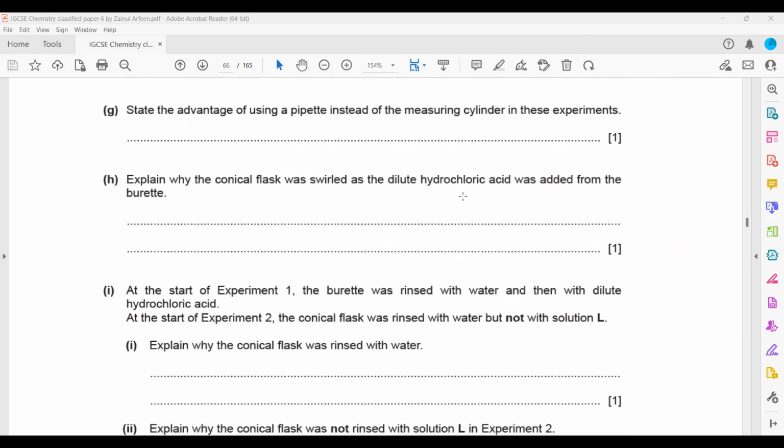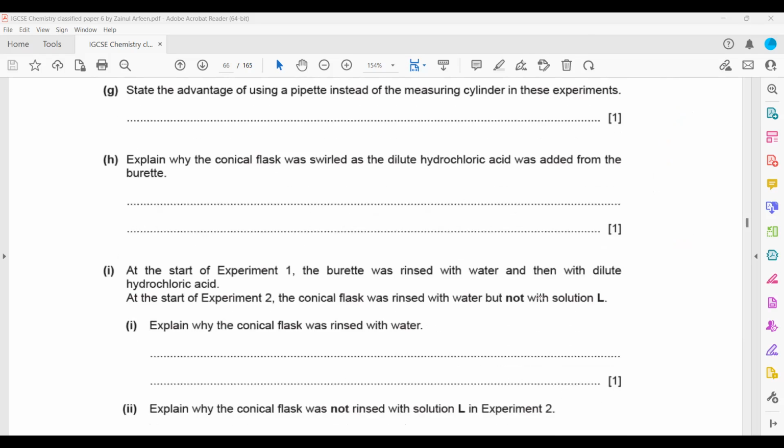State an advantage of using a pipette instead of a measuring cylinder. What's the advantage of a pipette? It's more accurate. Next: explain why the conical flask was swirled as dilute hydrochloric acid was added from the burette. Why do we always swirl? What is the reason for that? To mix the solutions so they can mix easily.